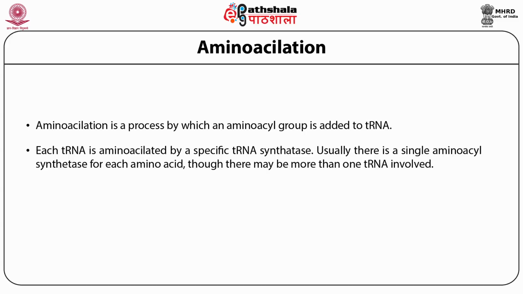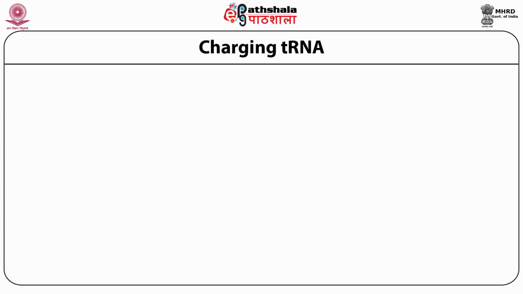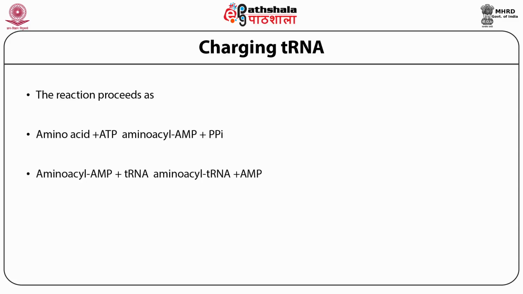Usually, there is a single aminoacyl-tRNA synthetase for each amino acid, though there may be more than one tRNA involved. Charging of tRNA. The aminoacylation proceeds as amino acid plus ATP going to aminoacyl-AMP plus PPi. Then aminoacyl-AMP plus tRNA makes aminoacyl-tRNA plus AMP.